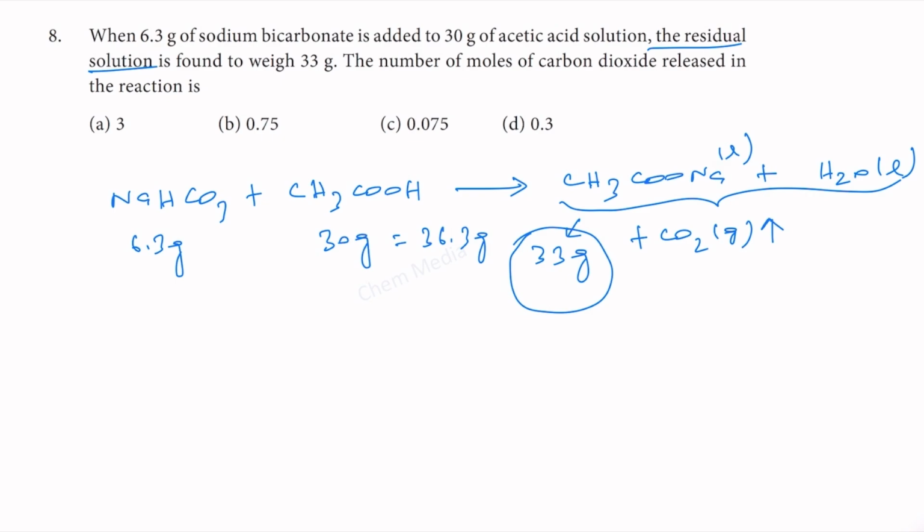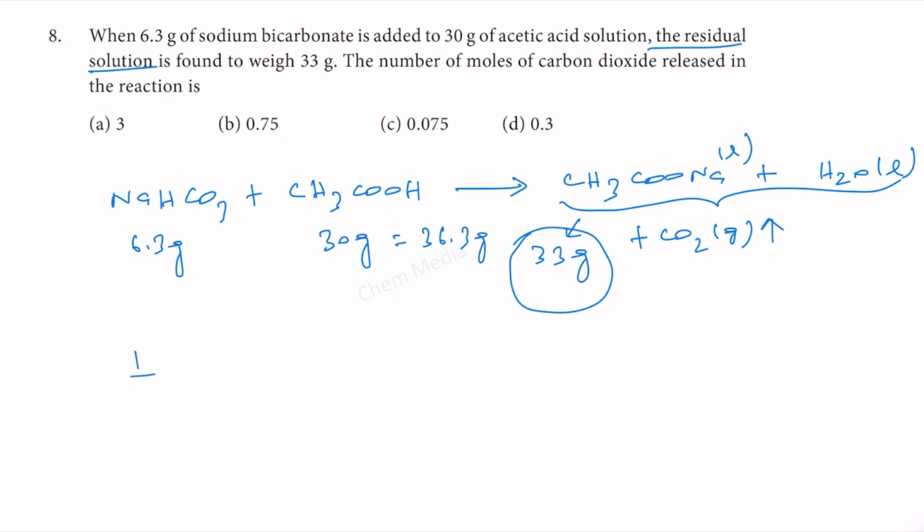The reaction is already self-balanced. We have 5 oxygen atoms on the reactant side. We do see 5 oxygen atoms on the product side. We have 5 hydrogen atoms on the reactant side. We do see 5 hydrogen atoms on the product side. 3 carbons, we do see 3 carbons here, 1 sodium, and therefore the reaction is already self-balanced.